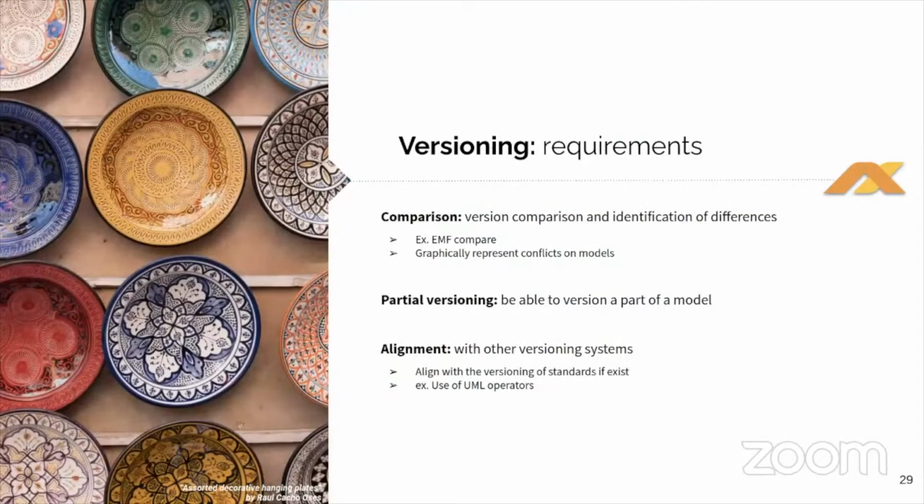Concerning these features, there are different requirements. The first one is the possibility to compare versions and identify the differences, like in EMF Compare, for instance, and the possibility to graphically represent conflicts on models. The second requirement is partial versioning, that is to say, being able to version a part of a model. And the third one concerns alignment, where we mean alignment with other versioning systems, aligned with the versioning of standards that exist. For instance, we can talk about the use of UML operators, for instance, the merge one.